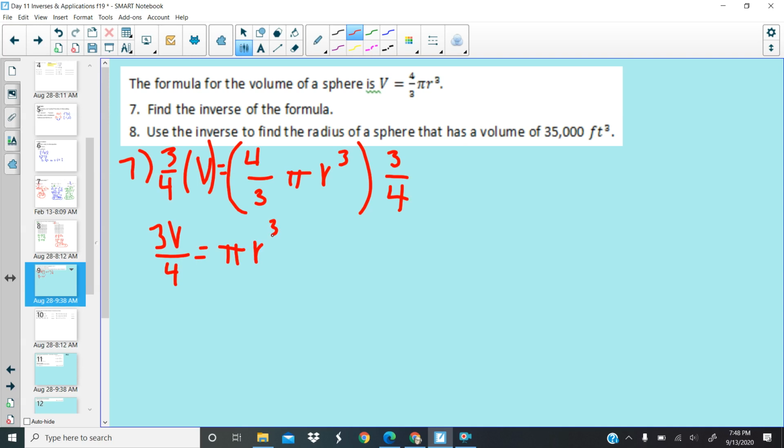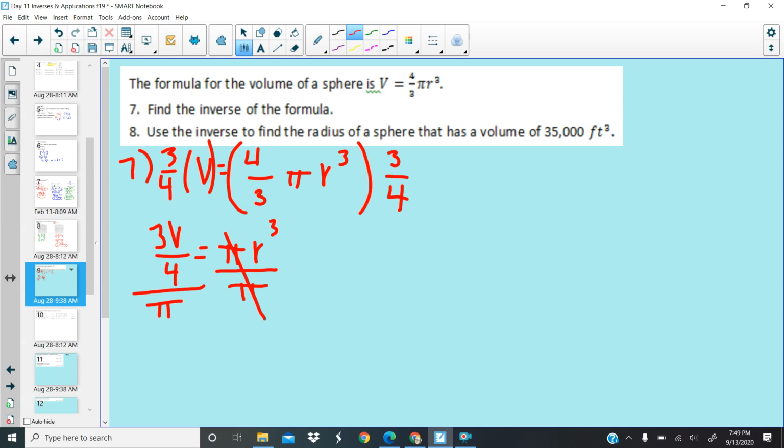So this is where it might start to look a little bit weird, but the next thing that you need to do is get rid of the pi. I know that pi looks like a symbol, and it doesn't look like something you can just divide by, but you can. Keep in mind that pi is just a number. It's 3.1415, etc. And so what we need to do next is get rid of pi in front of r cubed. So we're going to divide both sides by pi.